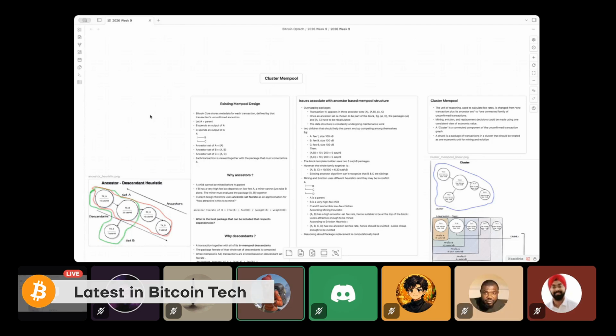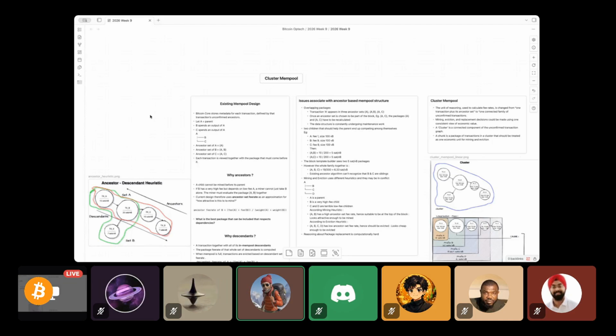Recently, Bitcoin Core V0.31 merged and introduced cluster mempools. It's a significant change in the way in which transactions in the mempool are reasoned about. It has been in development for I think like 3 years.